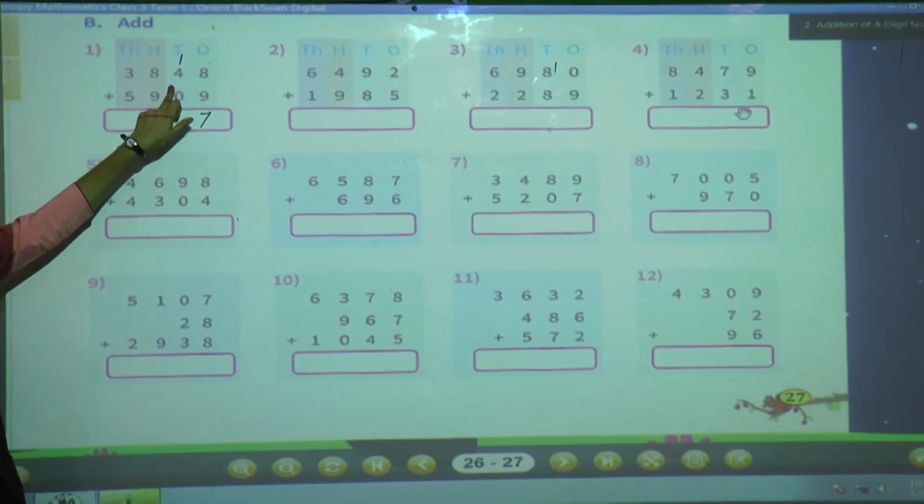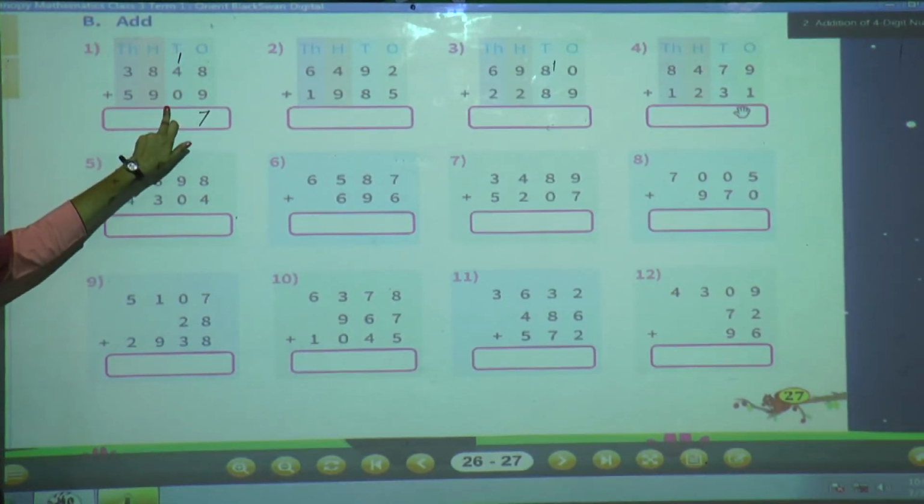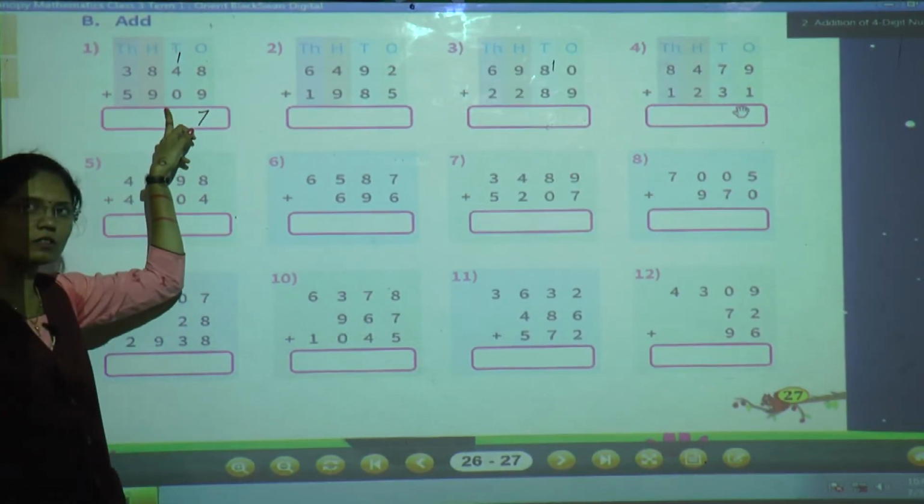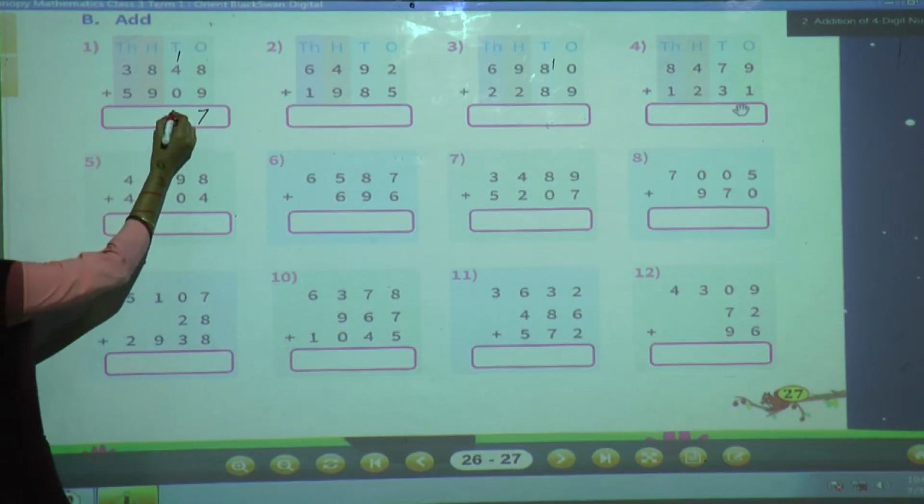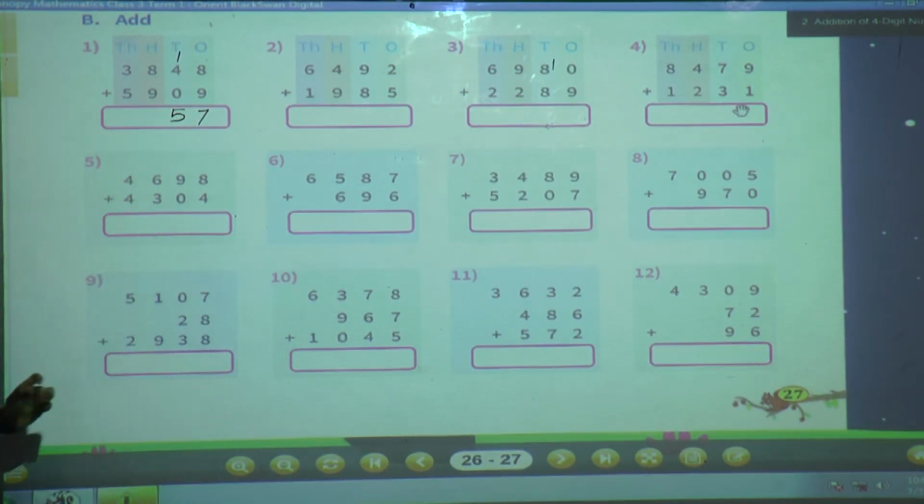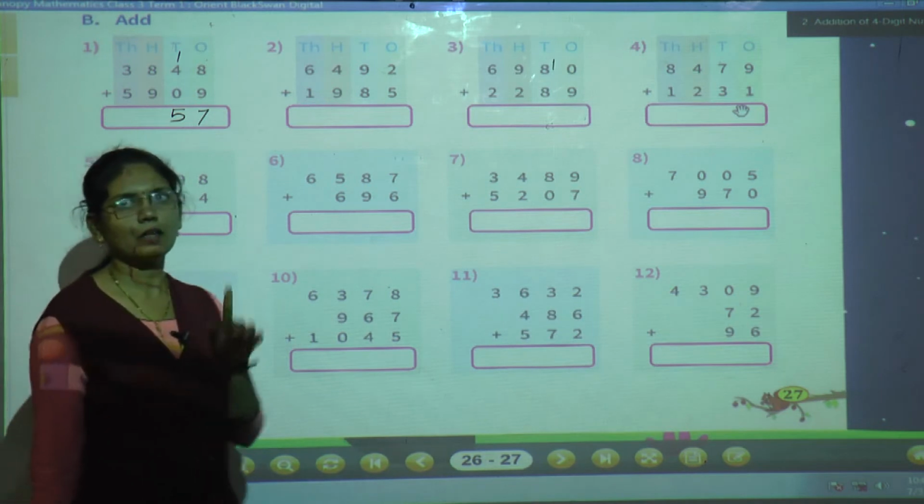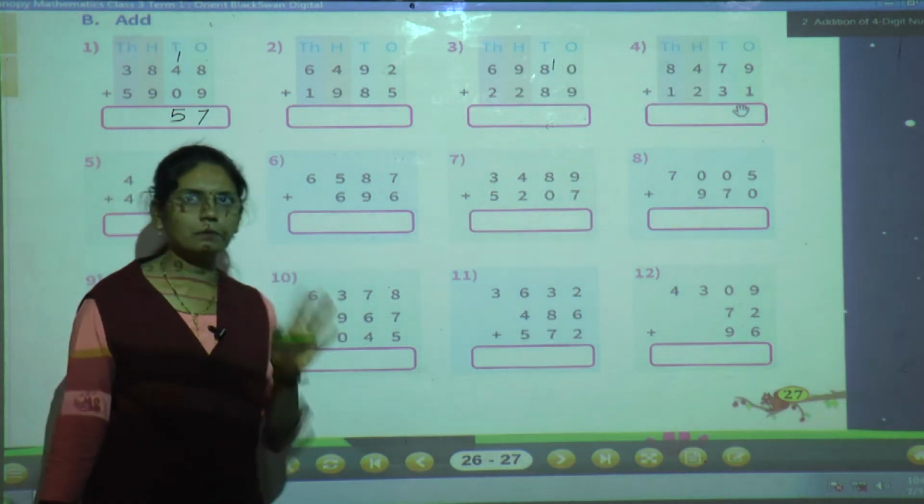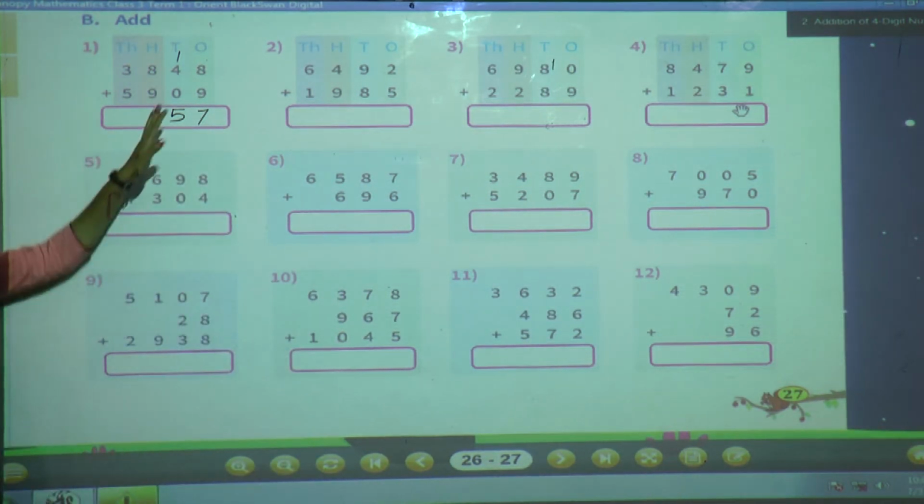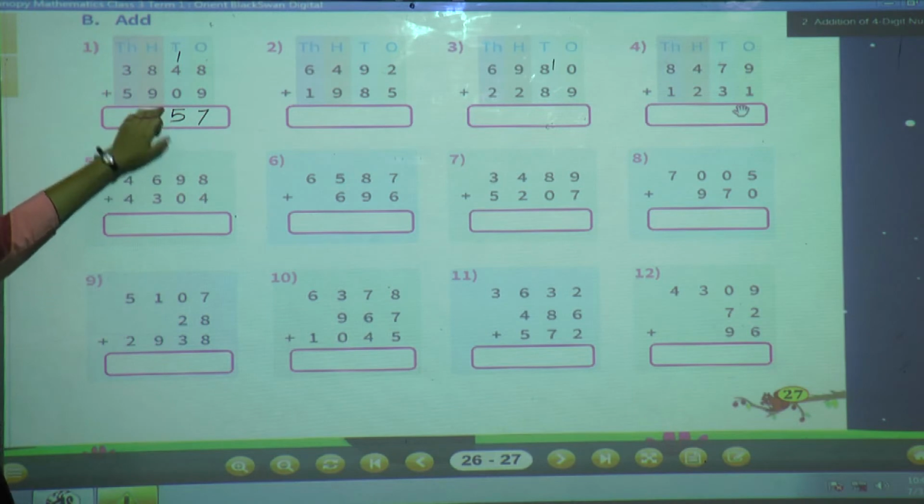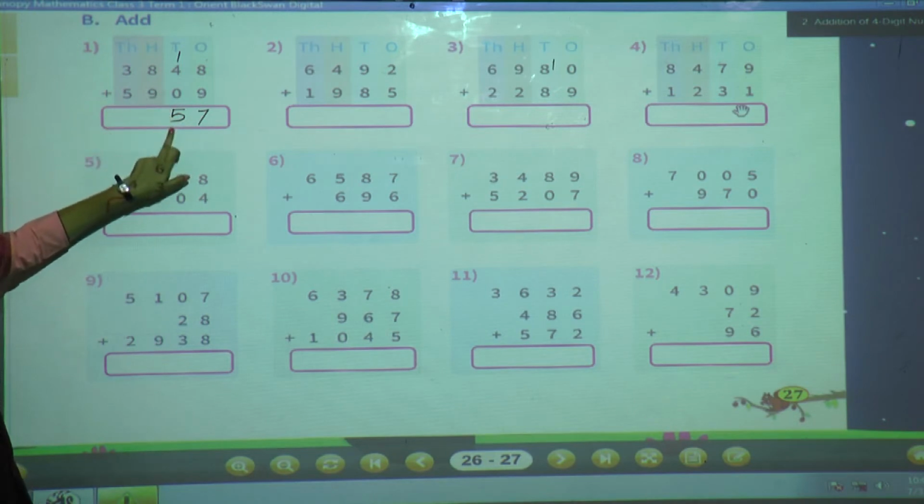Now 1 plus 4, 5. 5 plus 0, yes, 5 plus 0, 5. Why? Because which property is there? When we add 0 to any number, we will get the answer that number itself. According to this property, here 1 plus 4, 5, 5 plus 0, 5.